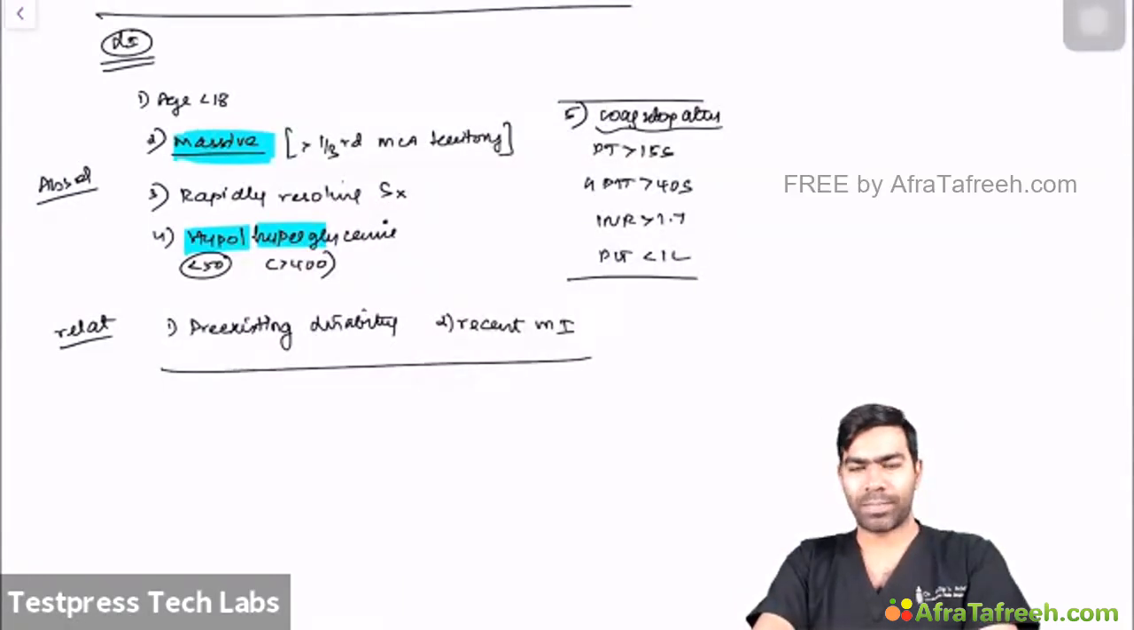Why recent MI? Recent MI, the most important reason is the patient would have already been taking antiplatelets, because definitely the patient would have been on DAPT, that is dual antiplatelet therapy. As far as the rationale is concerned, they would have been taking clopidogrel and aspirin together. So once again, there is going to be a higher risk of bleeding if you give thrombolysis in this scenario. So that is probably one reason. Do you understand?